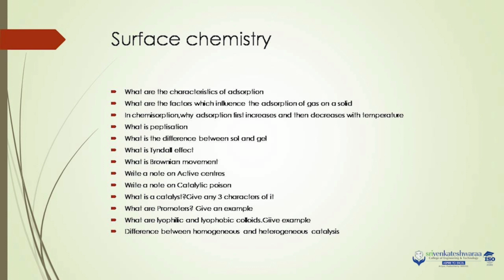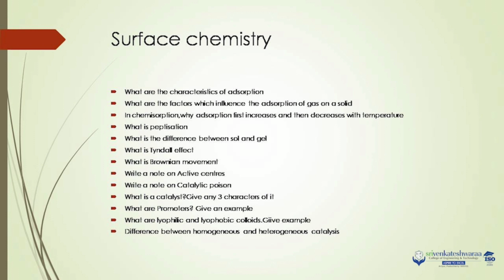Similarly, in the case of the contact process, the formation of sulfur trioxide, where vanadium pentoxide is the catalyst, the main poison is arsenious oxide, which is used as a catalytic poison. Now, next question about the catalyst characters, that is a standard question.